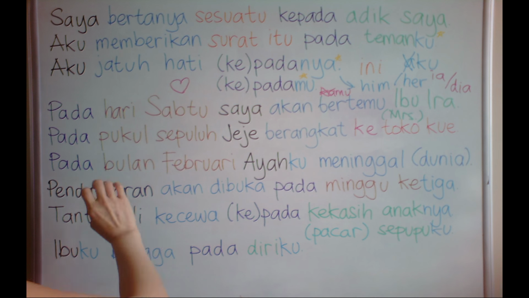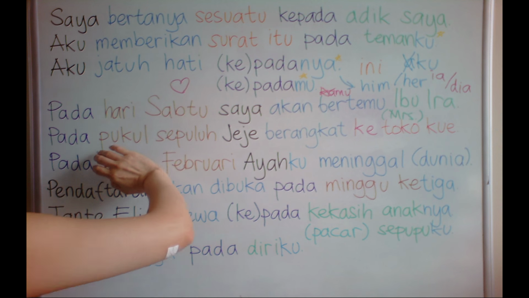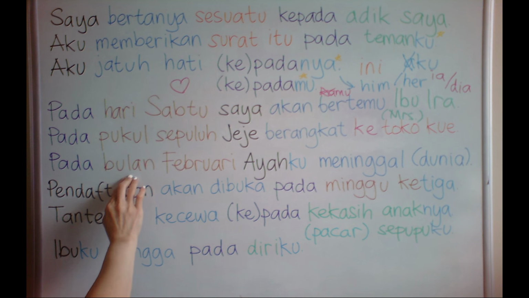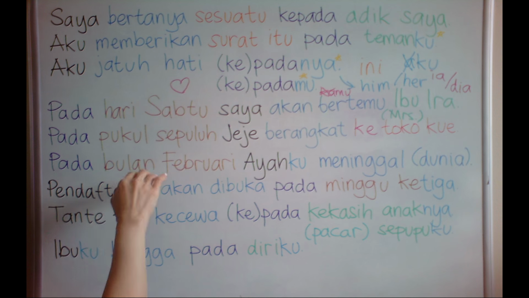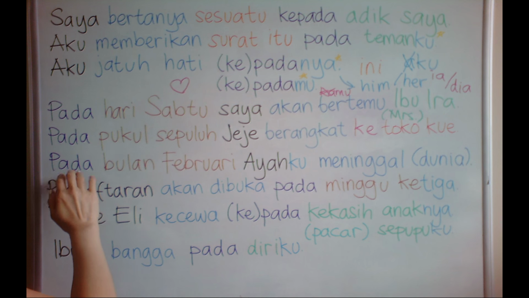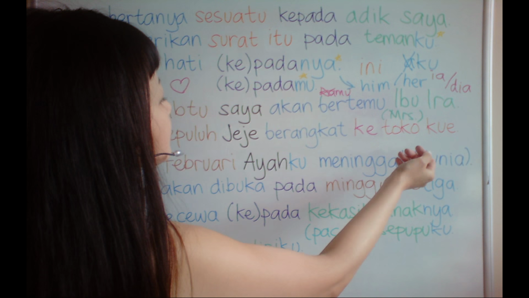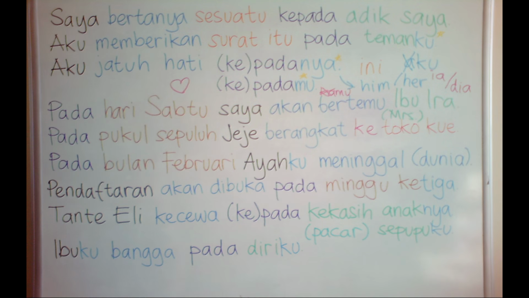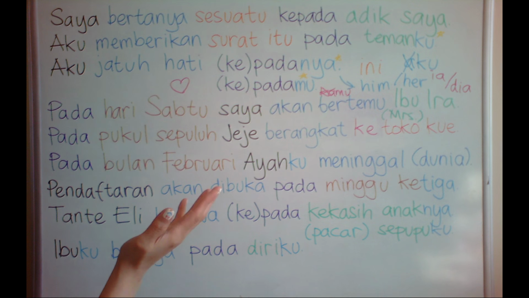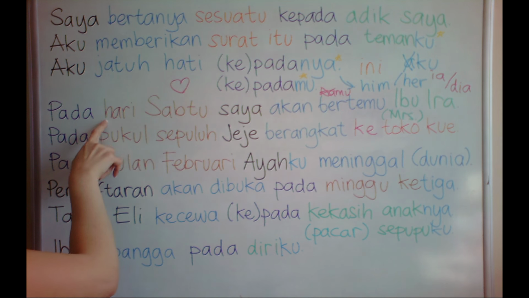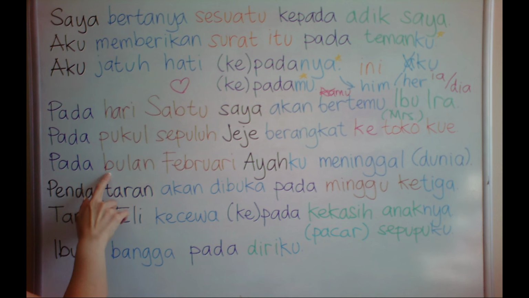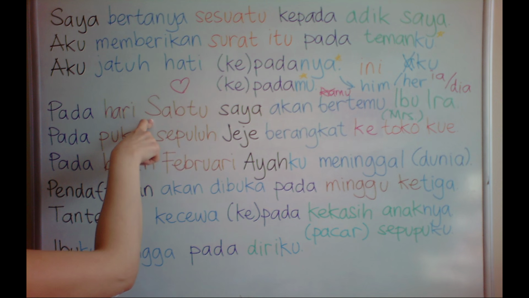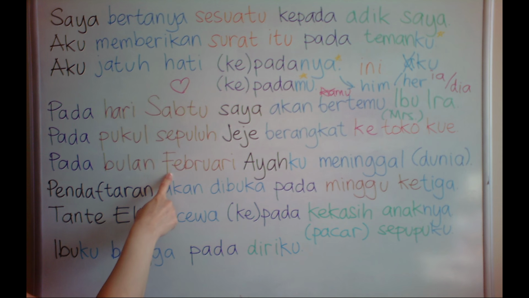Okay, we don't put pada Februari, but we put pada bulan, month, on the month of February. Pada bulan Februari, ayahku meninggal dunia. And as you see, the day itself in small letter, month in small letter, but the day here and the month here you put big letter or capital.